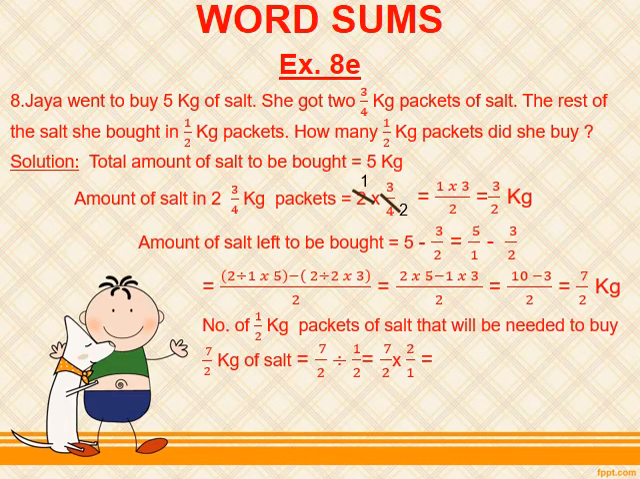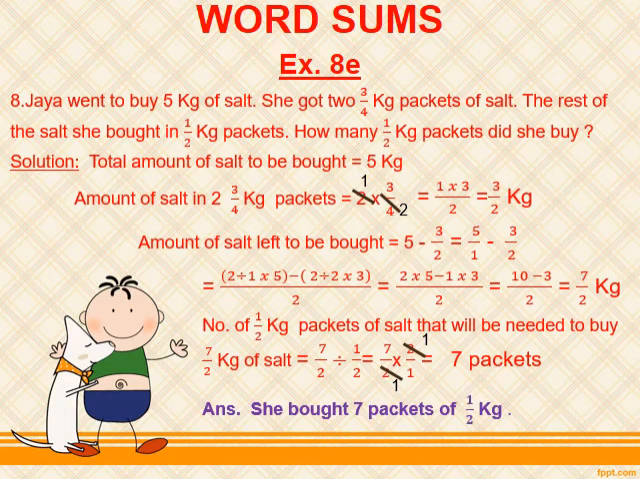Now children, the number of 1 by 2 kg packets of salt that will be needed to buy 7 by 2 kg of salt is equal to 7 by 2 divided by 1 by 2, which is equal to 7 by 2 multiplied by the reciprocal of 1 by 2, which is 2 by 1. And now children, 2 in the numerator and 2 in the denominator can be divided by 2. And what do we get? 2 divided by 2 is equal to 1 and 2 divided by 2 is equal to 1. So it is equal to 7. That is 7 packets. So our answer is she bought 7 packets of 1 by 2 kg.